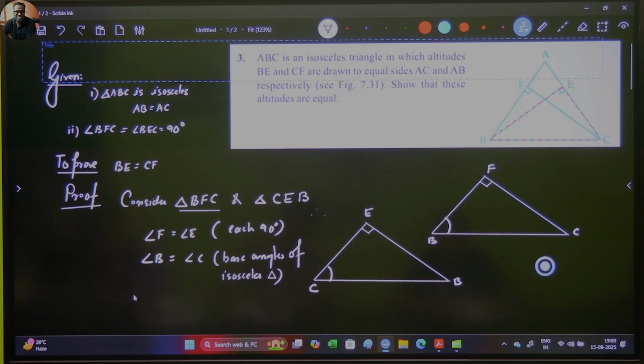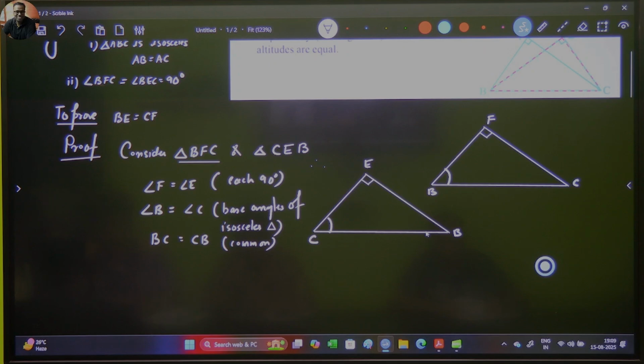Is that fine? Yes, sir. And then what do I write? I write BC is equal to CB. This is common. Therefore, now we can straight away say that this triangle is congruent to this triangle. Triangle BFC is congruent to triangle CEB by AAS, angle angle side.